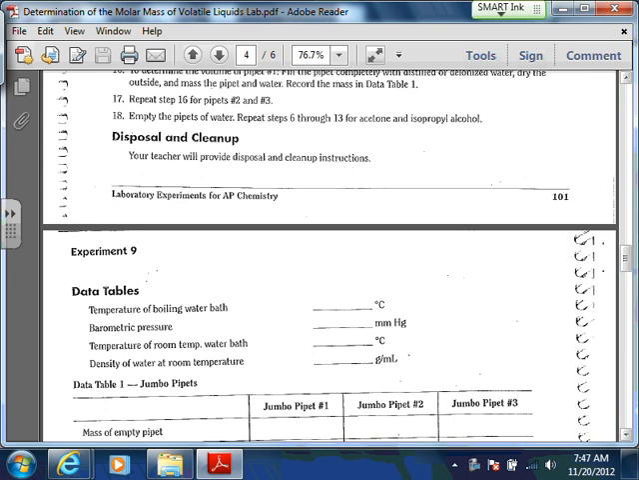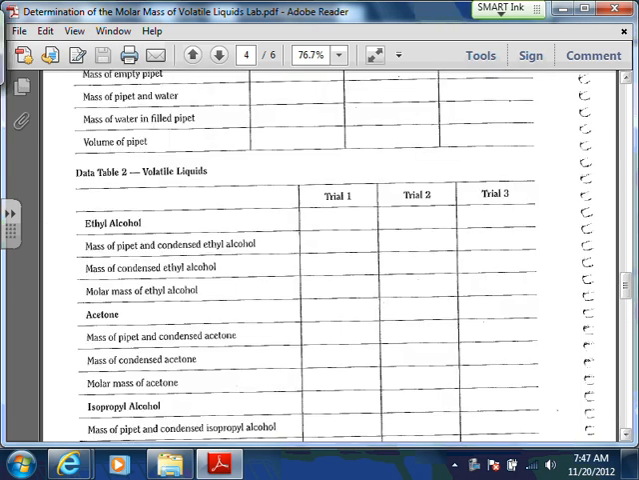Okay? So make sure you record the temperature of the boiling water bath. I'll give you the barometric pressure, like I said. The temperature of the room temperature water bath, you're going to need that to figure out the density of the water at room temperature. And you probably just need to go online and find a table that tells you the density of water at certain temperatures, and that's pretty easy to find online. I've never had trouble with that in the past. Then you're just going to record all this stuff for each of your different things. And again, trial 1, trial 2, and trial 3. You're doing all of them at the same time because you're doing 3 pipette bulbs at the same time. Okay.